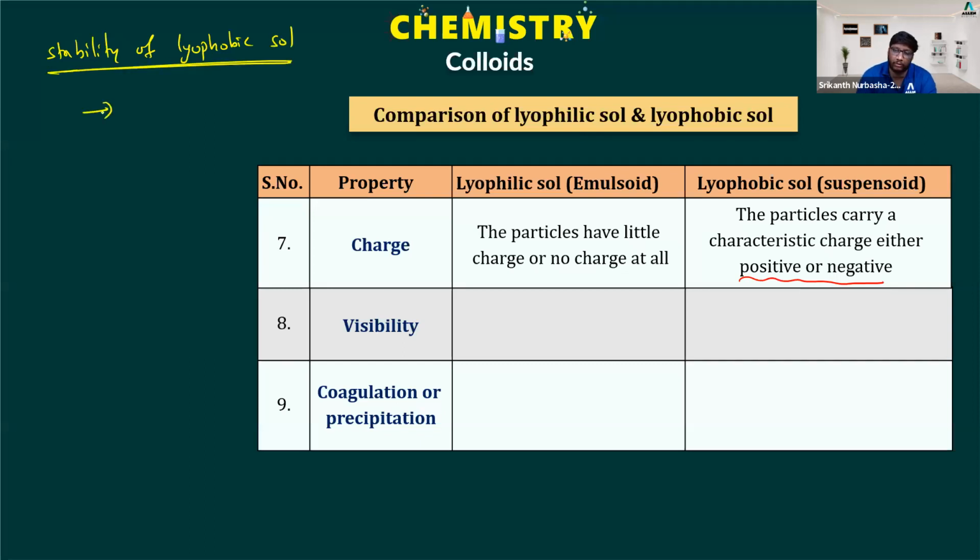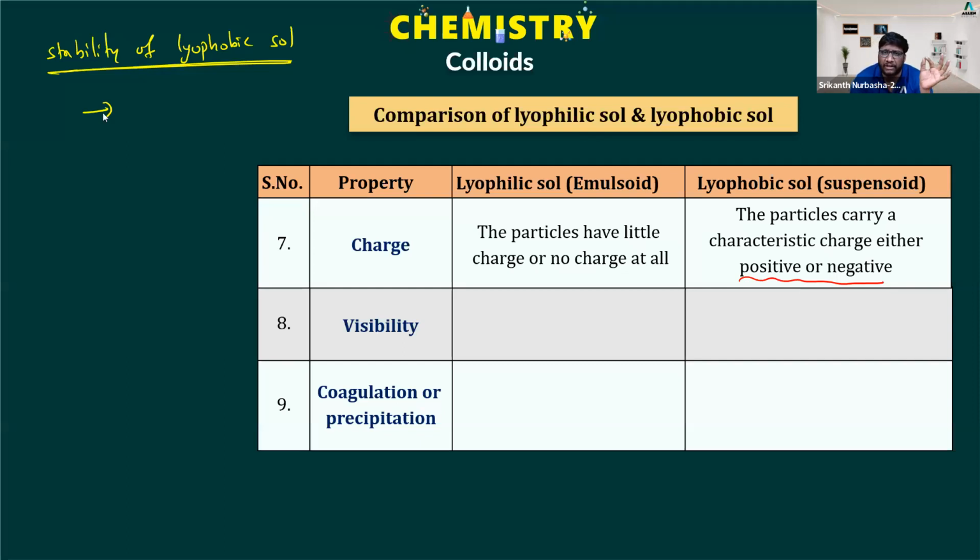Is due to what? Why is the lyophobic sol stabilized? Lyophobic sol means what, students? We have some dispersion medium. In that dispersion medium, we have a dispersed phase. When can I call this a colloidal system? When the particle size lies between 1 to 1000 nanometer.